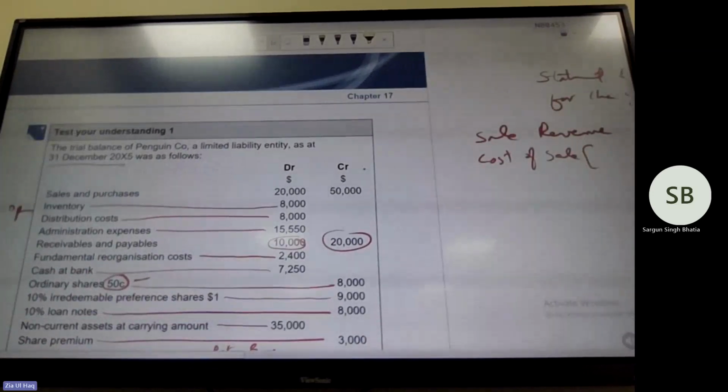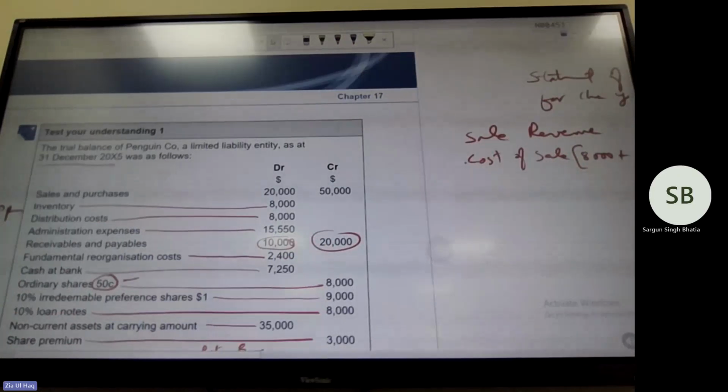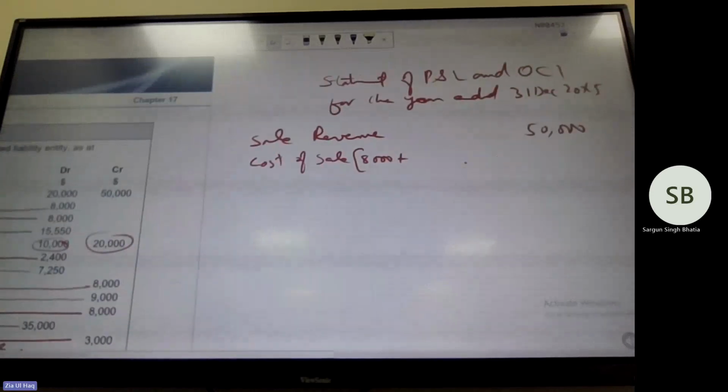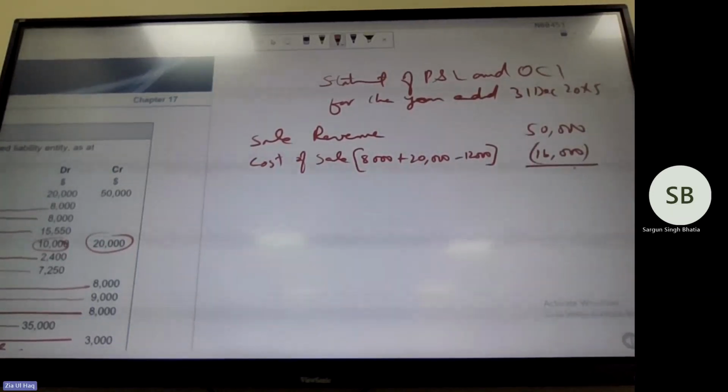The opening inventory is 8,000. Add purchases. We are having purchases of 20,000. And we are having closing inventory of 12,000. So we can calculate directly 28,000 minus 12,000 will be 16,000. If we subtract, we will arrive at 34,000 of gross profit.